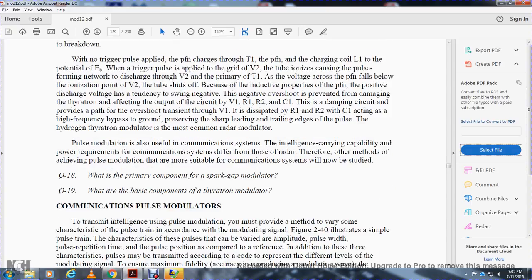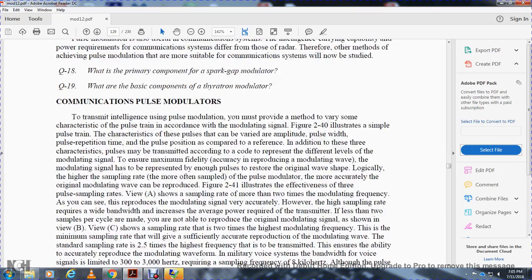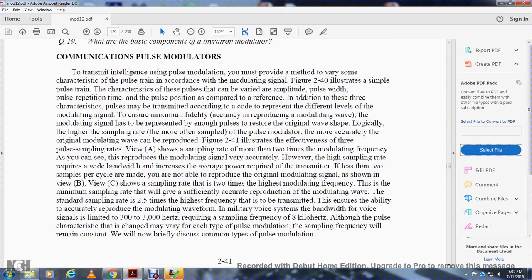Pulse modulation is also useful in communication systems, which carry intelligence. The power requirements of a communication system are different from those of radar. Therefore, the methods used to achieve pulse modulation that are more suitable for the communication system will now be studied. Communications and the pulse modulator.